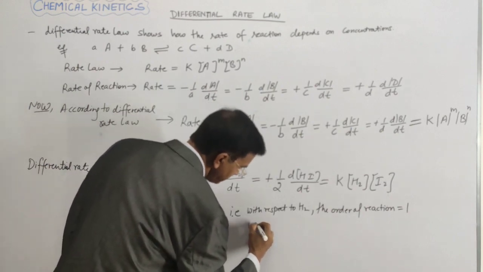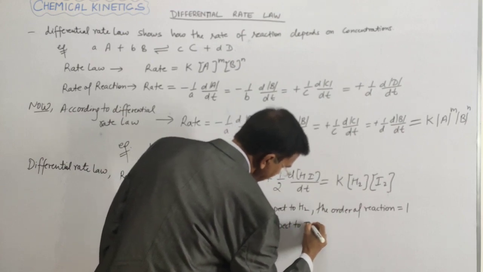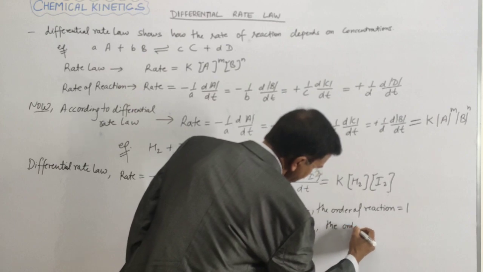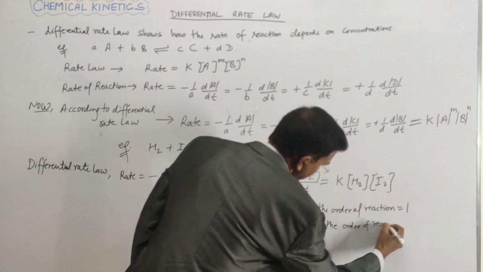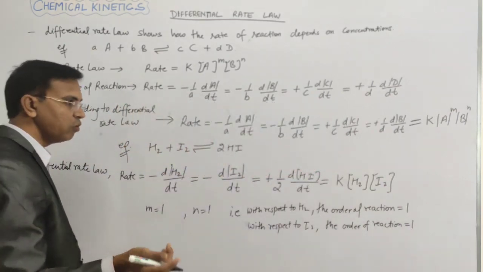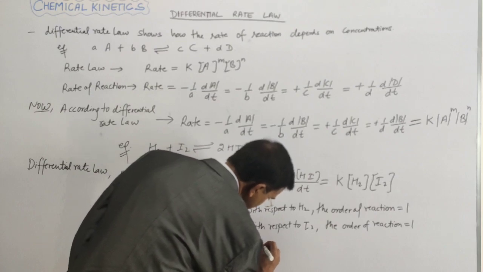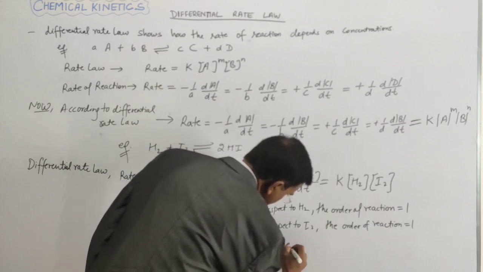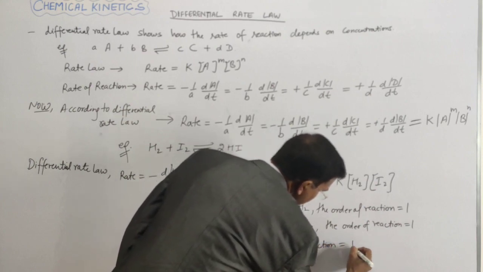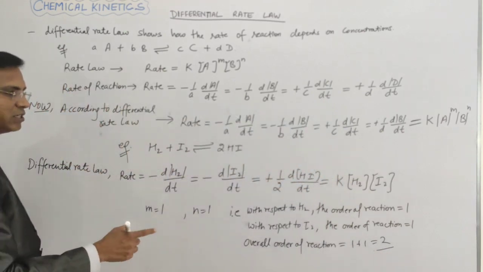Now, with respect to iodine, the order of reaction is also equal to 1. So overall order of reaction is equal to 1 plus 1 is equal to 2. So overall order of reaction is 2.